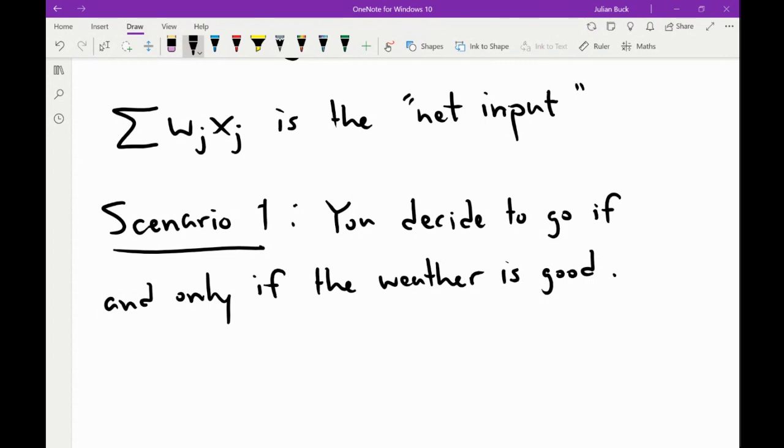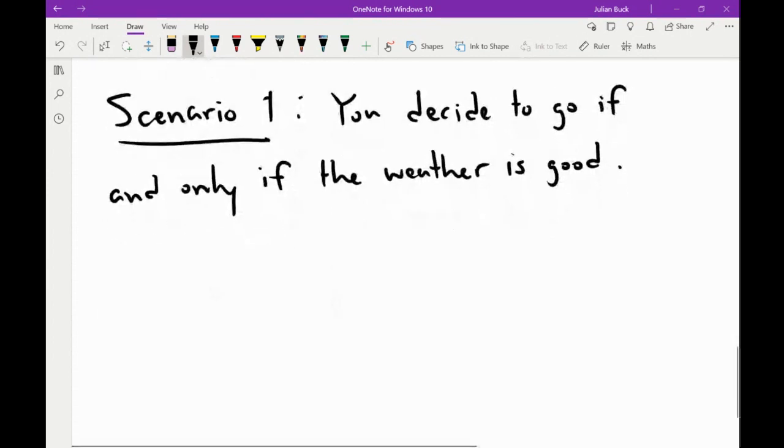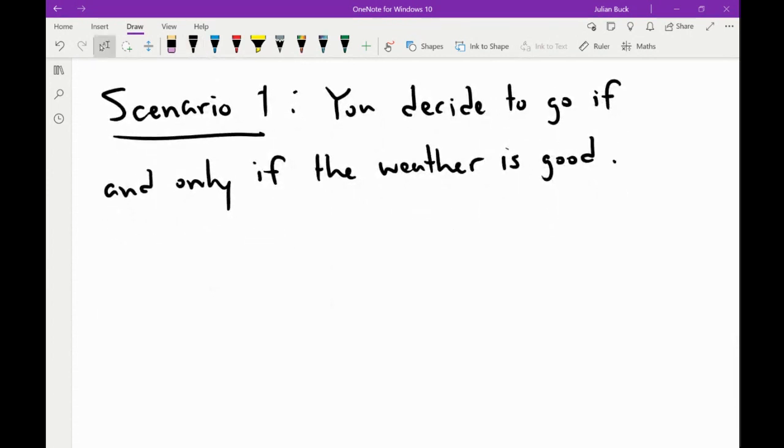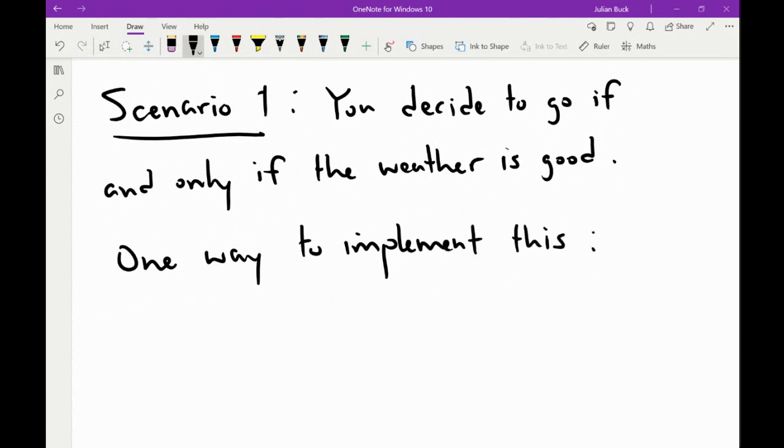So there's a few different ways we could implement this. And so the choices I'm going to make are going to be rather arbitrary, and that's fine. But we'll discuss later on how changing these various factors, the bias and the weights, change the result. So one way to implement this would be as follows.